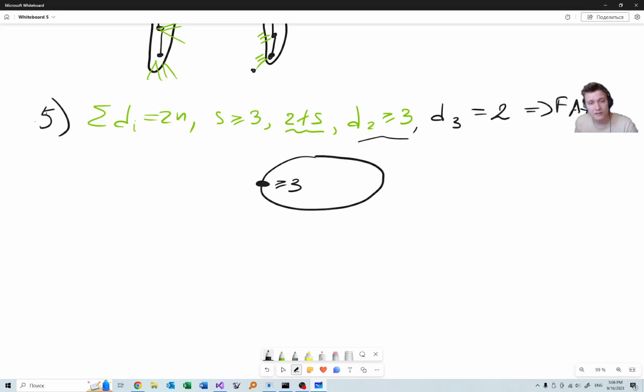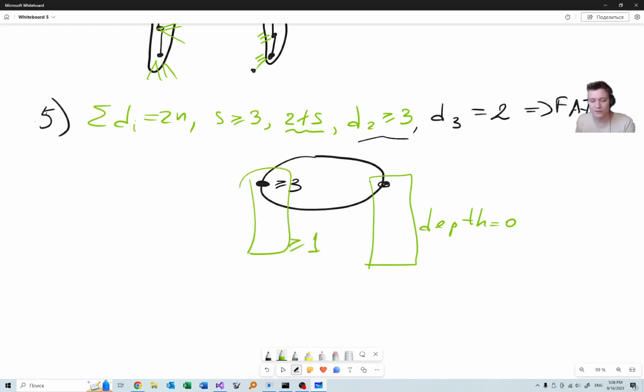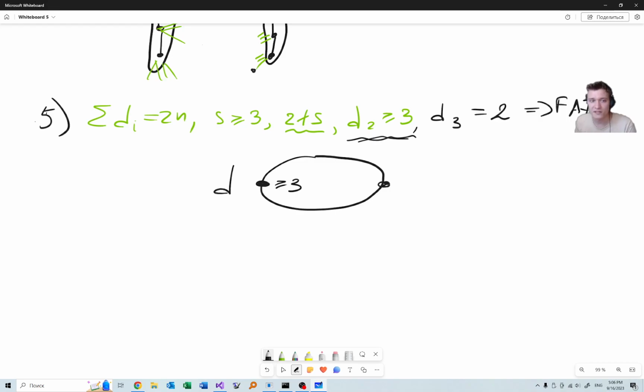The problem is, it cannot now have vertices of degree 2, because in this case the flower condition will be false. If this is a vertex of degree 2, then this depth is 0, and this depth is at least 1. Okay, so this cycle only has vertices of degree at least 3. And since there are only 2 of them, the cycle is of length 2. And now comes the problem. The only way we can put vertices of degree 2 is to make a bamboo of them.